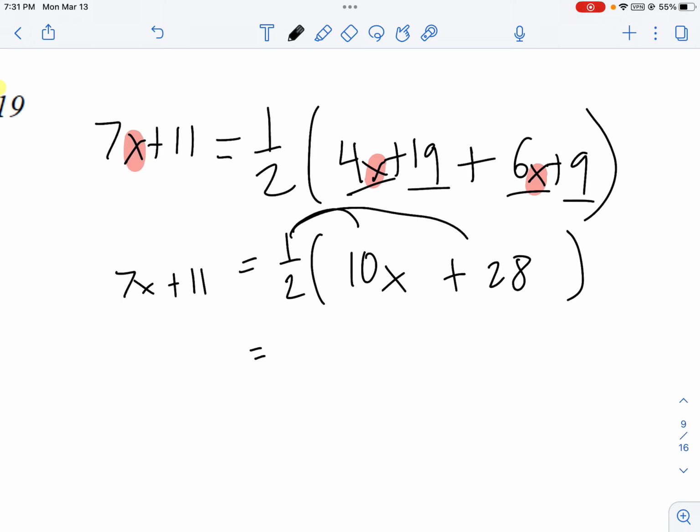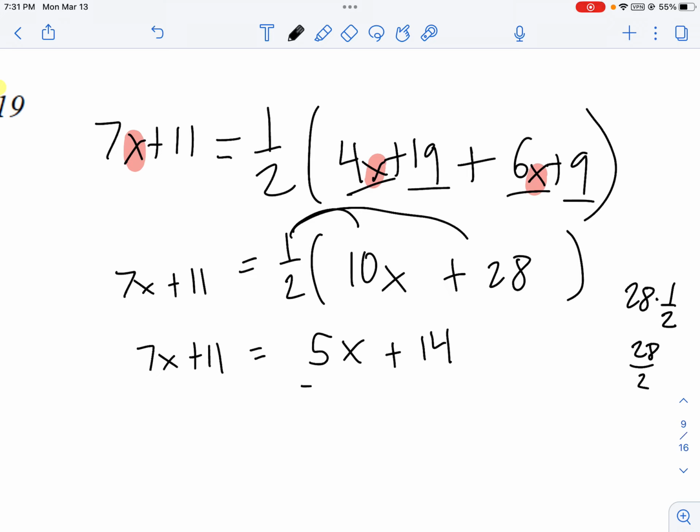So that means we take half of 10, right? 1/2 times 10, that just means 10 divided by 2. That is 5. So we have 5x. 28, half of 28 is 14. And there you go, right? Now you've distributed that through. Because that's 28 times 1/2, in other words, 28 over 2, 14. Okay, and then that equals 7x plus 11.